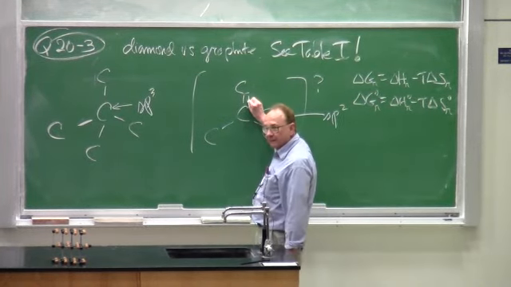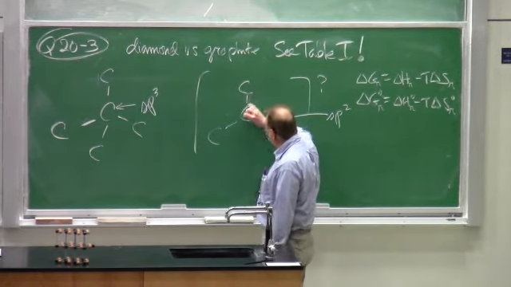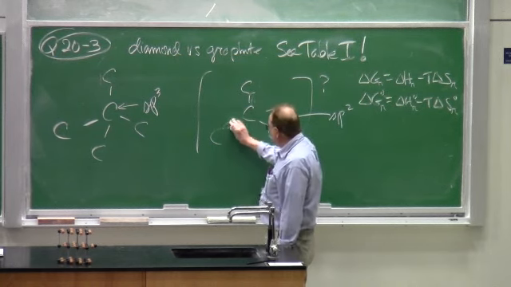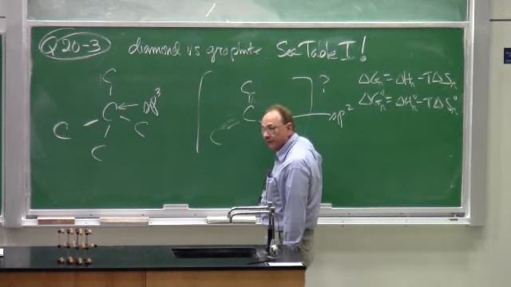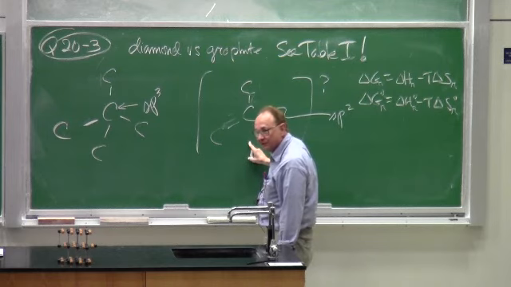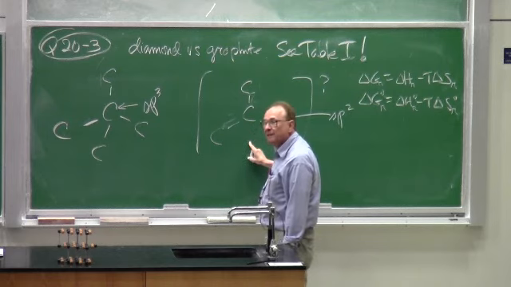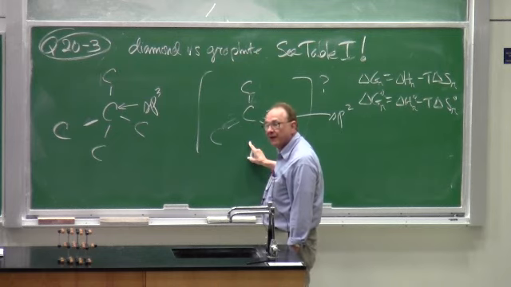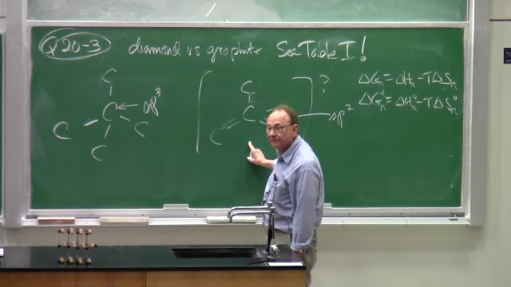Should I put it here? Maybe I should put it here. Maybe I should put it here. Does it matter? No, why not? Because this stuff has resonance. So the carbon-carbon bond order for the carbon atoms in graphite is 4/3.